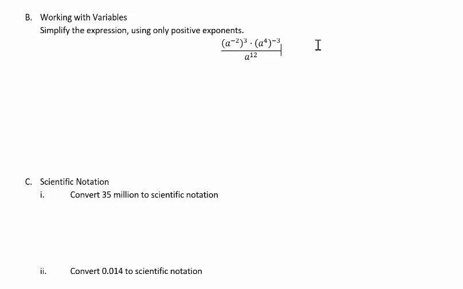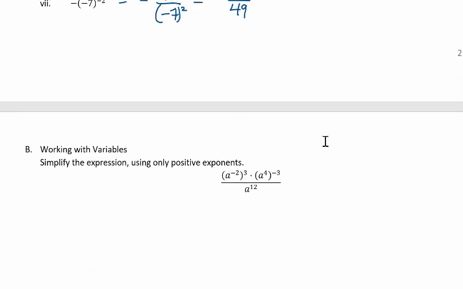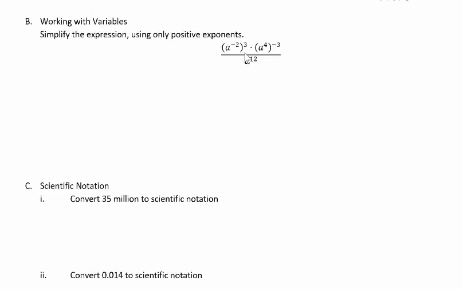Okay, so to do that, we're first just going to use the power rule and raise these powers to another power. And we get a to the negative second to the third is a to the negative 2 times 3, or a to the negative 6. And then a to the fourth to the negative third is a to the negative 12th. And then divide by a to the 12th.